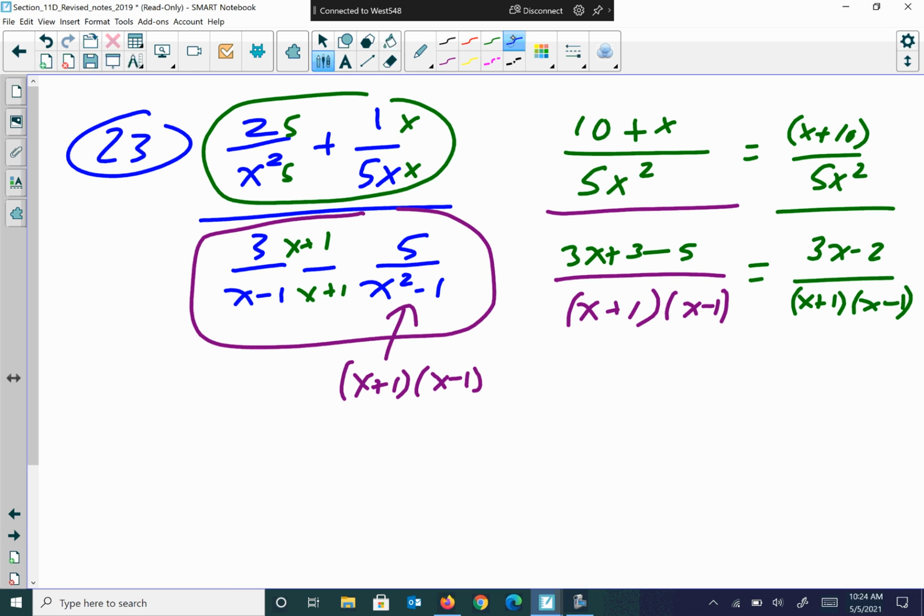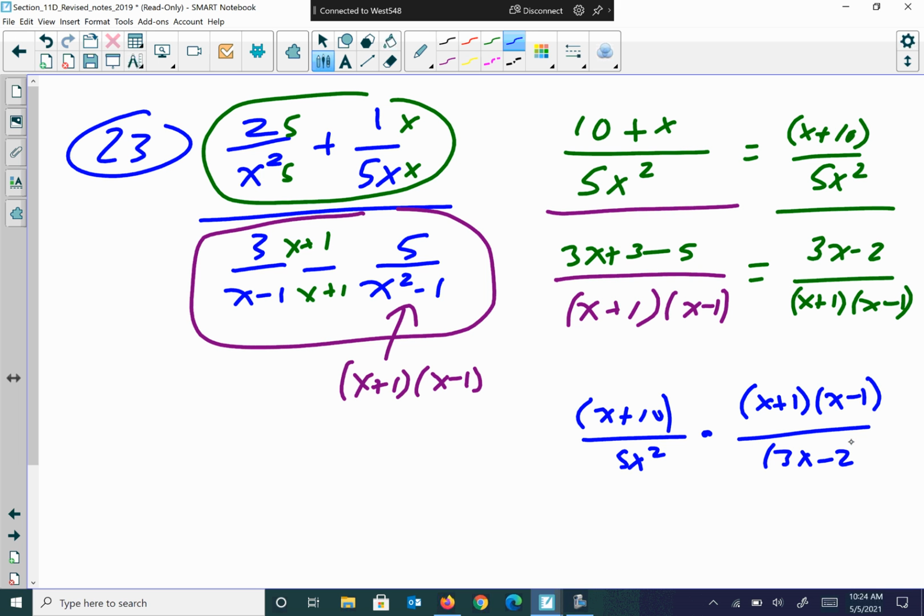And then we're going to multiply by the reciprocal of the bottom fraction, so I get x plus 10 on top over 5x squared, times x plus 1, x minus 1. And then the 3x minus 2 won't factor, so I'd put it in parentheses.